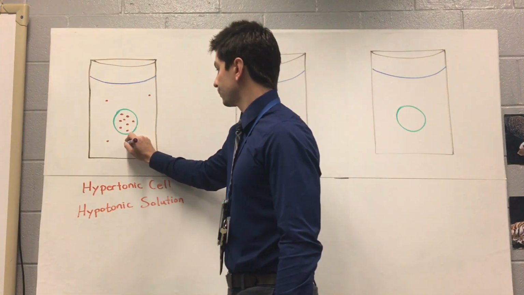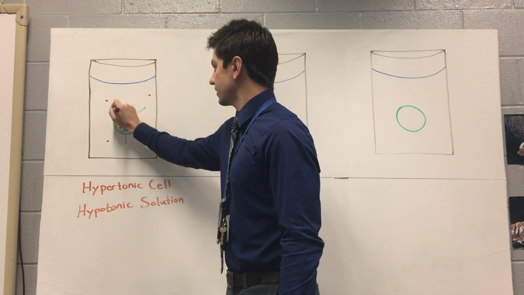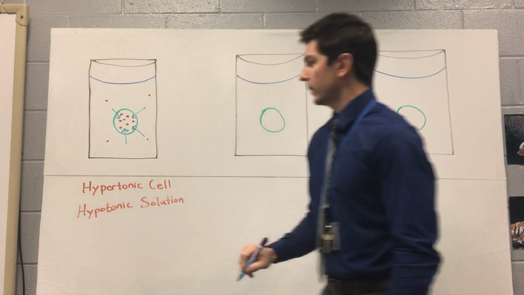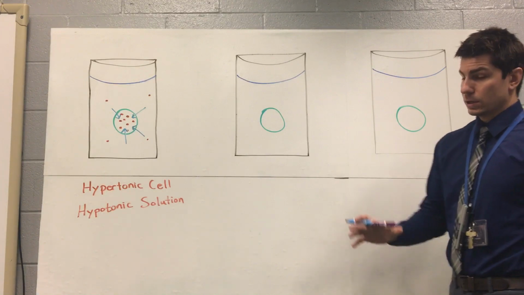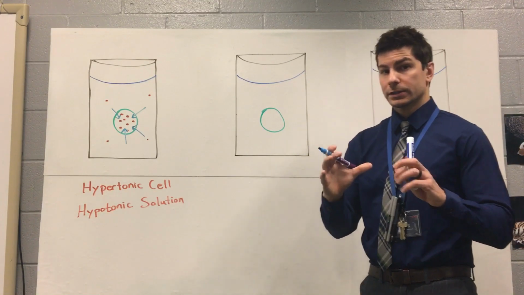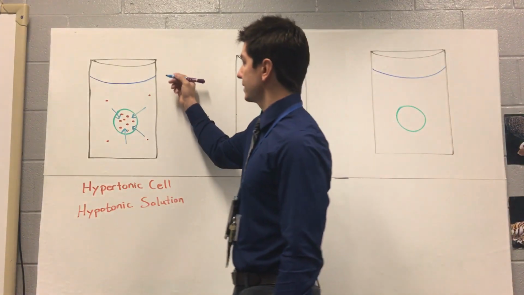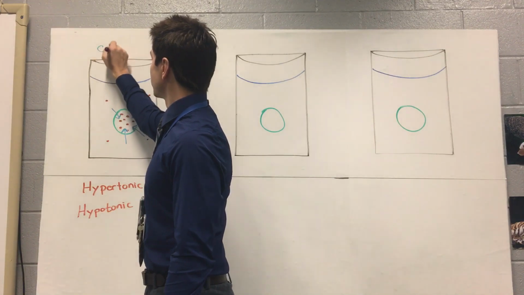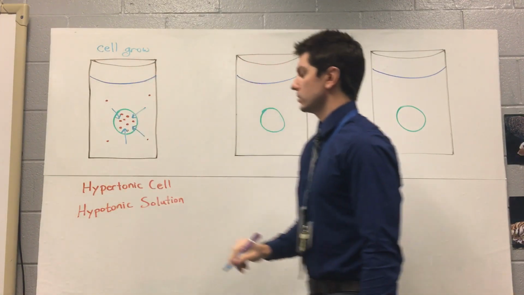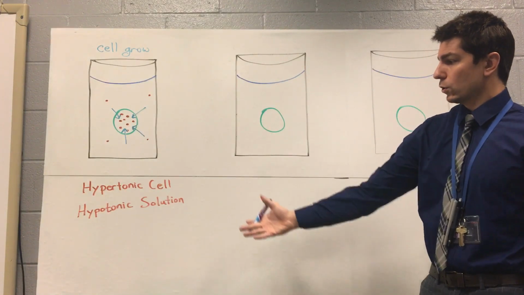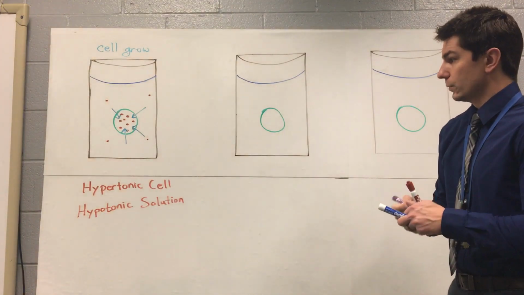So since there's more solute inside of the cell, that's where it's going to move to. Okay, so our water is going to be moving into the cell. Now in turn, since the water is moving into the cell, we're going to get more water inside the cell, a larger volume of water. So in this example, the cell is going to grow. Okay, so that's with hypertonic cells or hypotonic solutions. The cell will grow in the end. Okay, so that's that one.